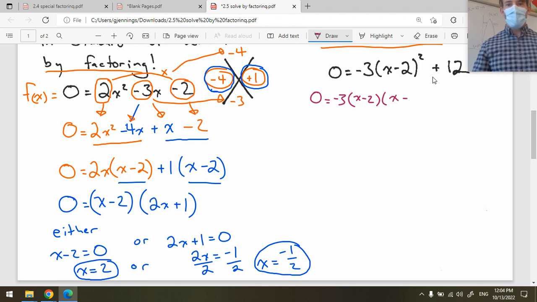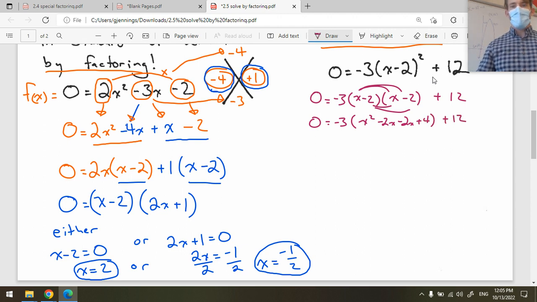This is how you square a binomial. You write it out, plus 12. And now let's FOIL it. 0 is equal to negative 3 times x, which is x squared. x times negative 2, which is negative 2x. Negative 2 times x, which is negative 2x. And negative 2 times negative 2, which is plus 4. Plus 12. The plus 12 is just going to hang out there. And then collect your like terms.